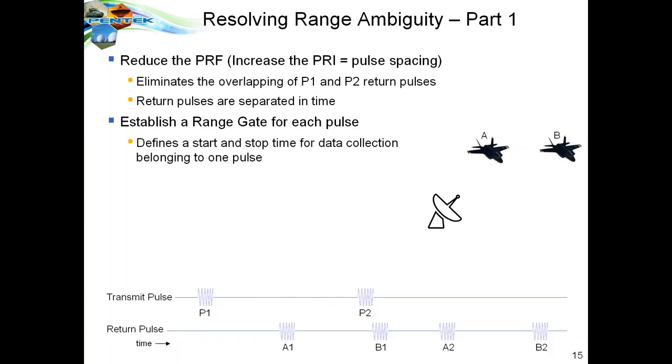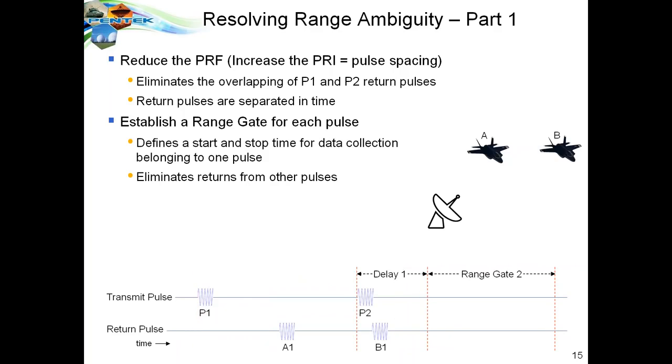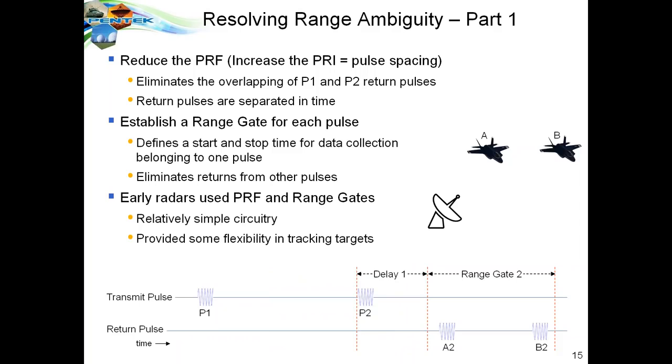What you can do is to establish a range gate which defines a start and stop time for collecting data relative to each outgoing pulse. So range gate 1 is set up to only look during the time that signals can come back from pulse 1. And likewise, you can set up another range gate from pulse 2, which will only allow capturing of return pulses during the time that you can expect a reflection from pulse 2, shown here as A2 and B2.